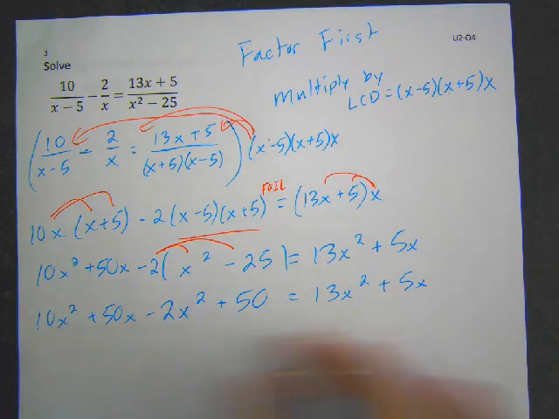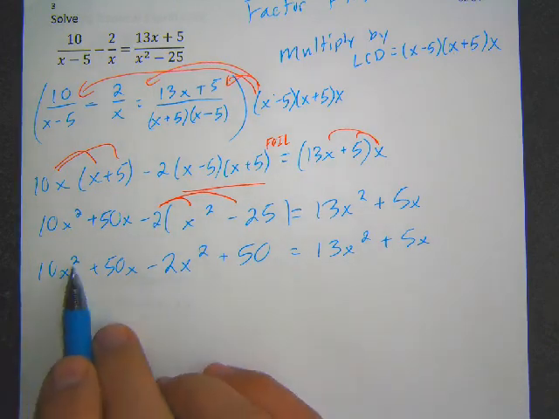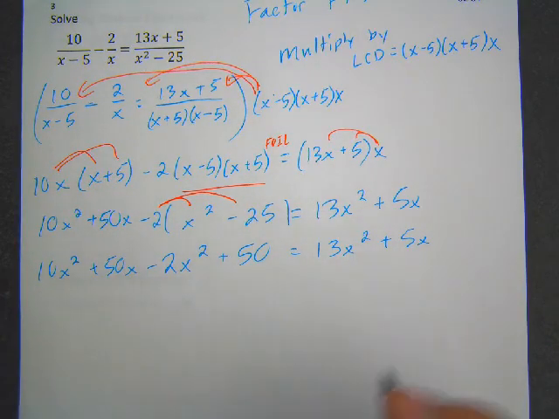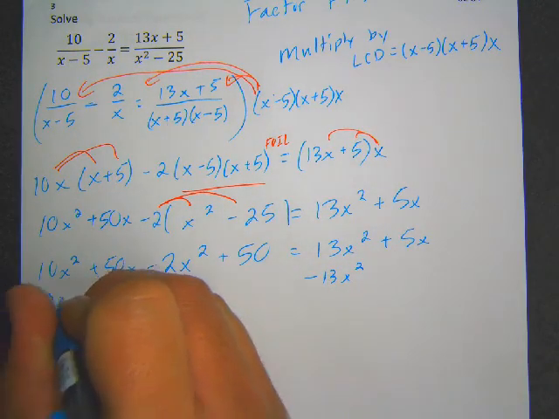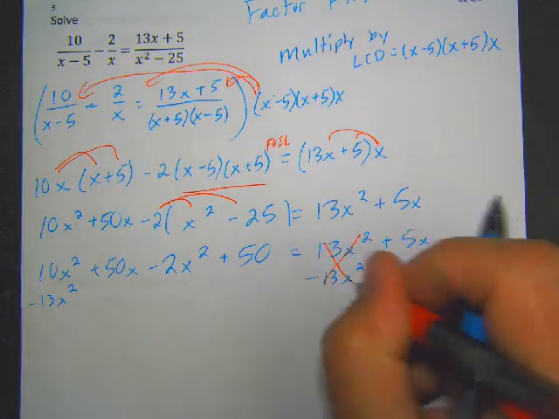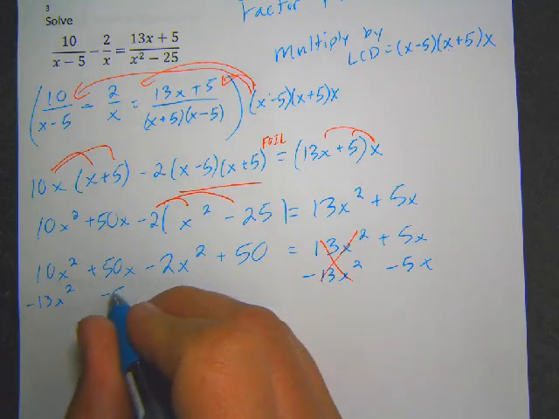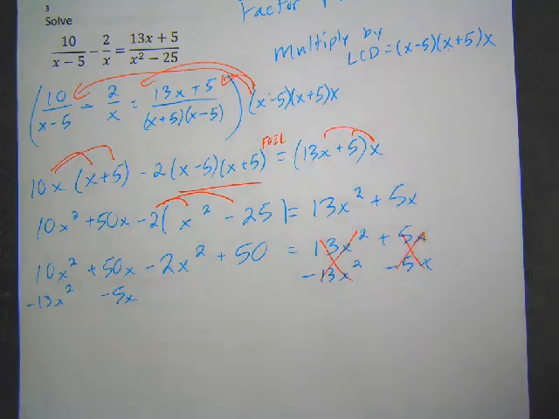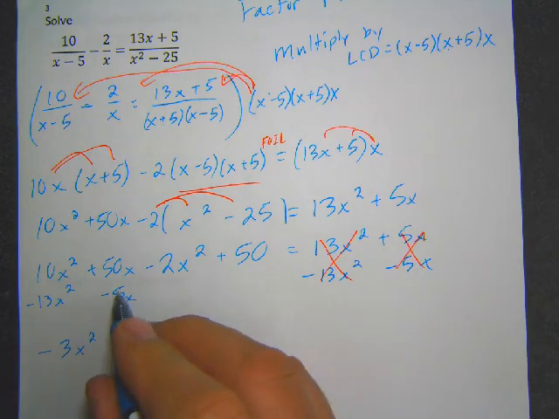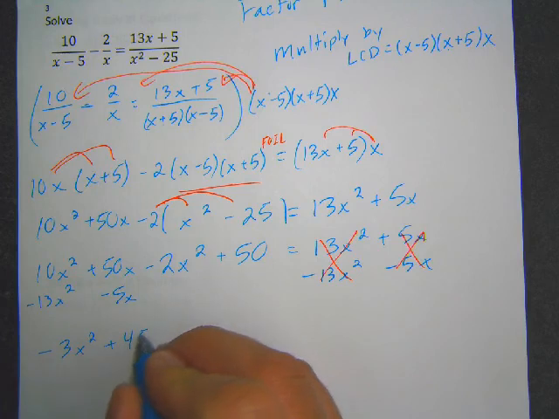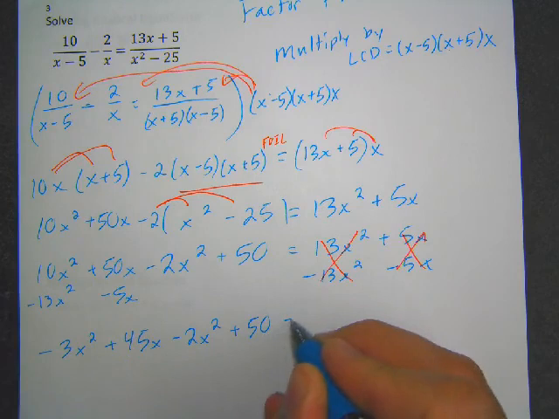Okay, now that we got rid of all those parentheses, we want to get all the stuff on the same side, because whenever you're solving a quadratic with an x squared, you want everything on the same side. So I'm going to subtract 13x squared from both sides. Subtract 13x squared. And I'm going to subtract 5x from both sides. Get rid of this thing. So you get negative 3x squared plus 45x minus 2x squared plus 50 equals 0.